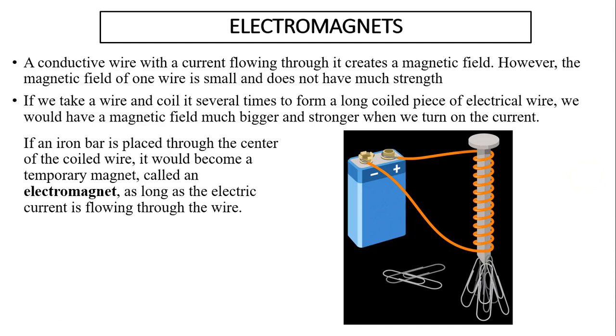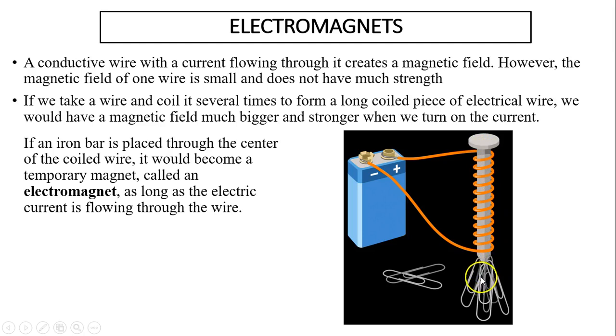Electromagnets. A conductive wire with a current flowing through it creates a magnetic field. However, the magnetic field of one wire is very small and does not have much strength, even though we can detect it. If we take a wire and coil it several times to form a long coiled piece of electrical wire, we would have a magnetic field much bigger and stronger when we turn on the current. Here is just a picture to show this.